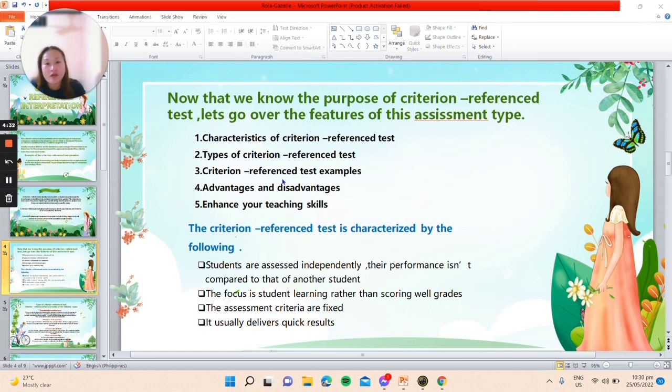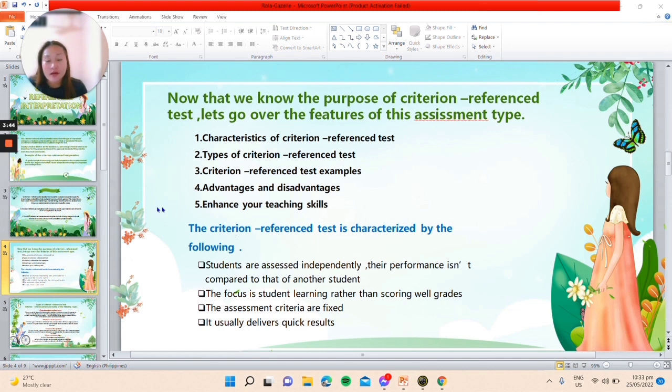Number 3, criterion-referenced test examples. Known examples of criterion-referenced tests include the Advanced Placement exam and the National Assessment of Educational Progress, which are both standard tests administered to students throughout the United States. The advantage of criterion-referenced tests is that they can give teachers an idea of how a student is advancing in class. Results from a series of such tests can be used to help students with learning disabilities set goals based on their needs and skills.